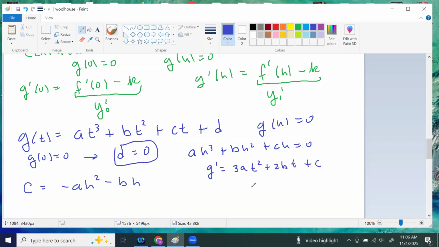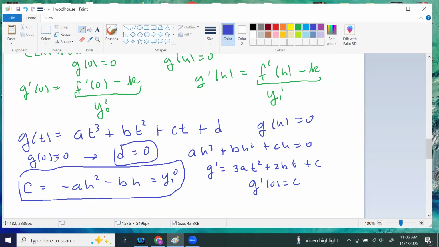We see that g prime of 0 is also c. So what we get out of this is y prime 0. Oh, I just realized I wrote this upside down. Put my prime as a subscript. Hopefully that doesn't shake your confidence in me too much, but there we go. Right, that's c.